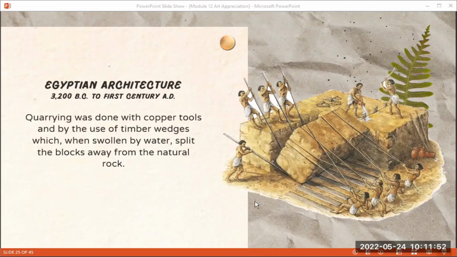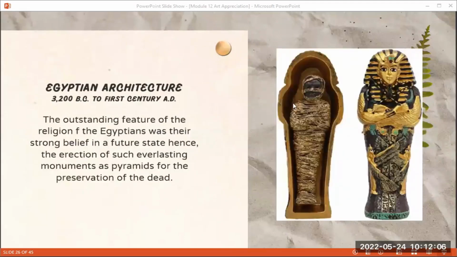So for this block of stone, it would take around 10 people to remove the block from the soil. Now, the outstanding feature of the religion of the Egyptians was their strong belief in a future state. Hence, the erection of such everlasting monuments as pyramids for the preservation of the dead.